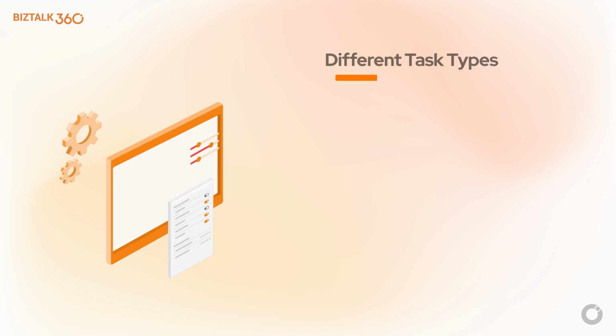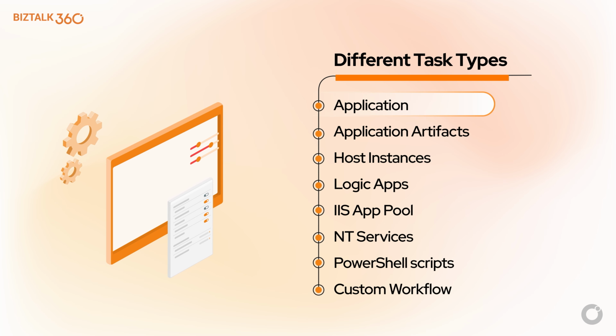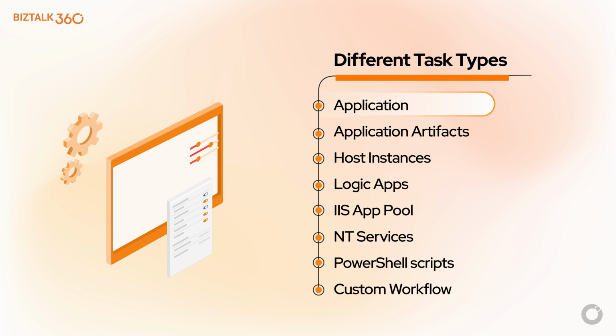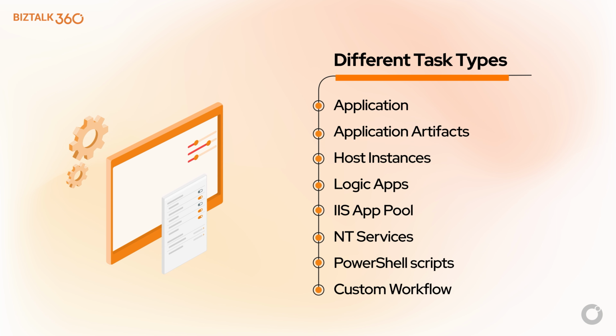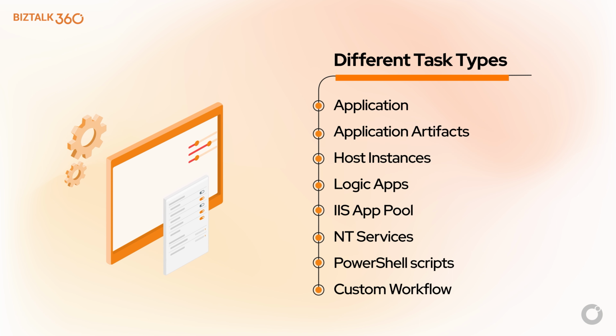BizTalk360 offers different task types to take action on different types of resources. Application Task, which allows you to start and stop the BizTalk applications. Application Artifacts Task allows you to change the state of BizTalk application artifacts, say enable and disable the ports and orchestrations. Next is the Host Instance Task. With this, you can start, stop, and restart the host instances.